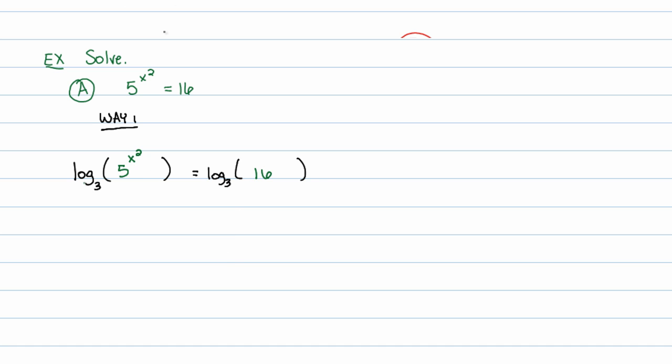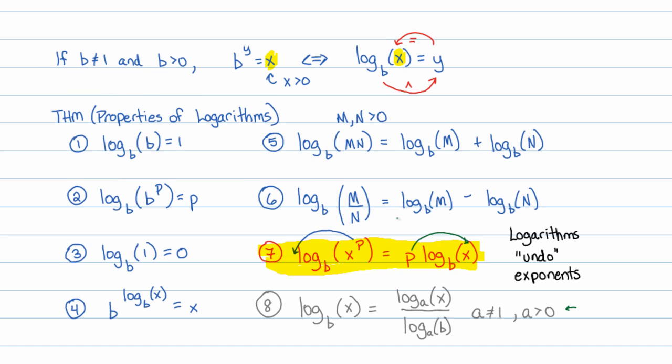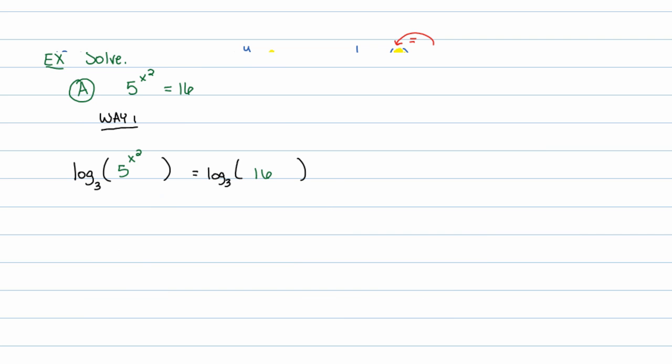And now that we have this logarithm acting on both sides, we can use this wonderful property, the most important, right, to pull out the power on the left-hand side. So I'm going to grab this power on the left-hand side, and I'm going to pull it out front. Okay, so here we go. This will give us x² times log base 3 of 5 is equal to log base 3 of 16.